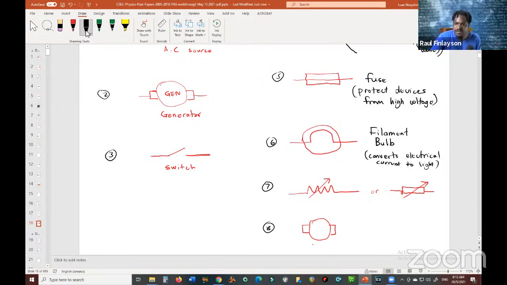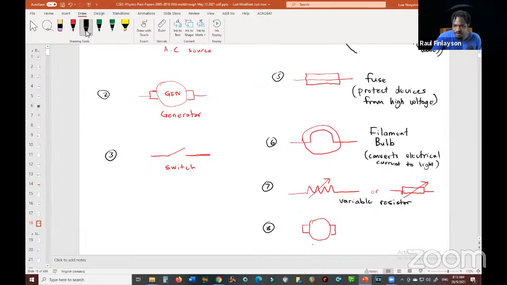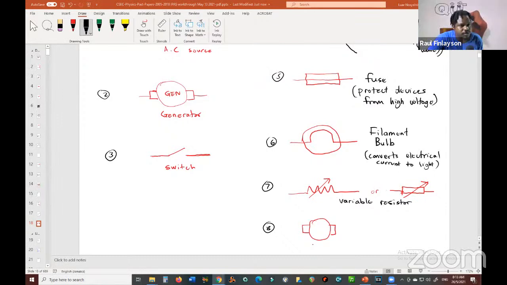All right, and then of course we have this now. This is what we call a variable resistor. All right, so that's a variable resistor. It has 2 symbols. A zigzag with an arrow showing you. This is like a knob that you turn. Let me show you. Maybe I'll show you some pictures later on.